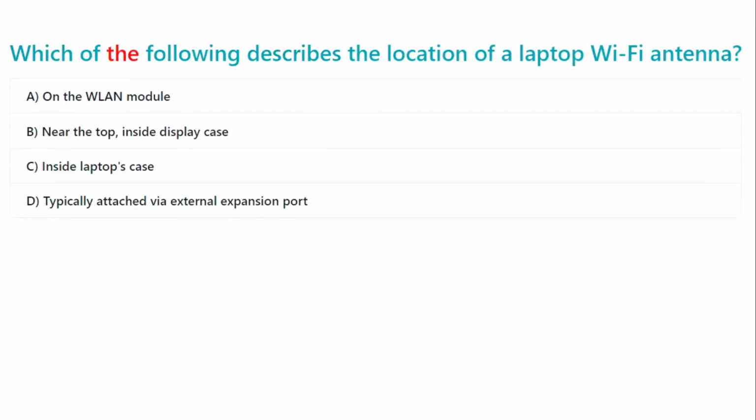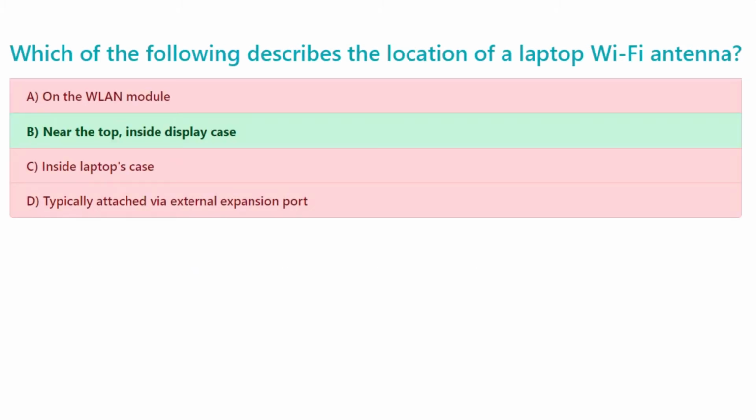Which of the following describes the location of a laptop Wi-Fi antenna? A. On the WLAN module. B. Near the top, inside display case. C. Inside laptop's case. D. Typically attached via external expansion port. The correct answer is B. Near the top, inside display case.